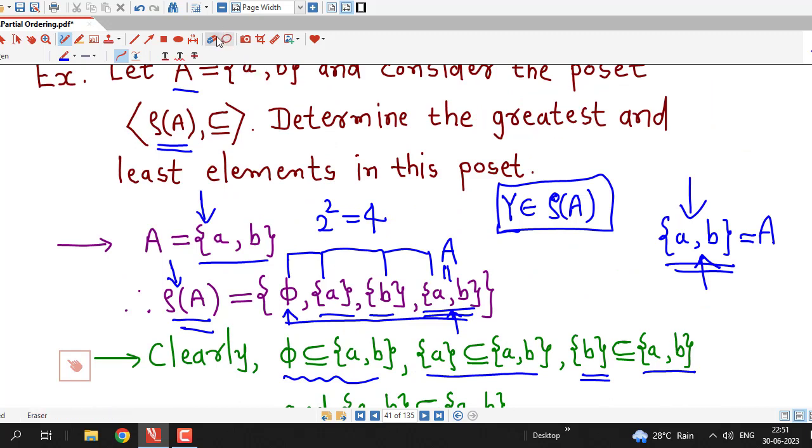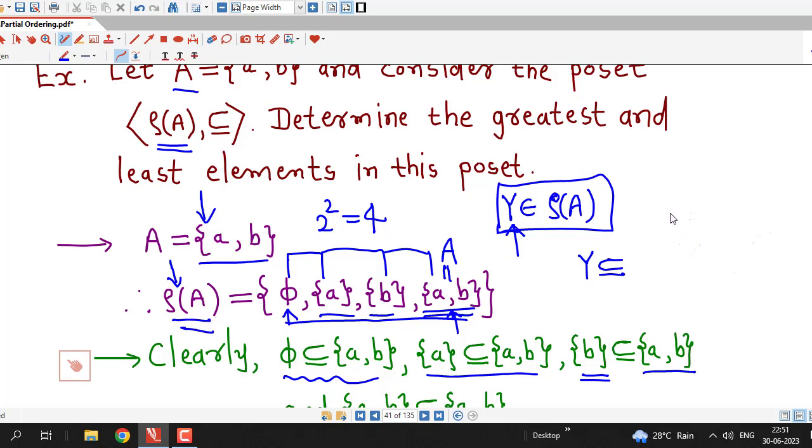Similarly, we have to decide the least element. So for the least element, I have to find out some element in the power set, say y, such that y is related to every other element in the power set.